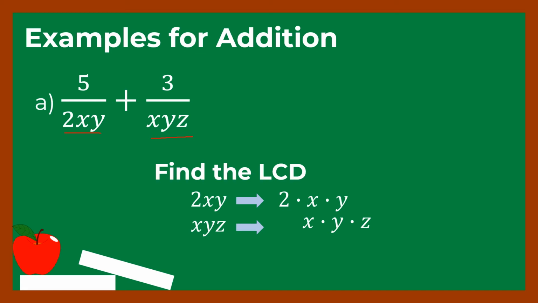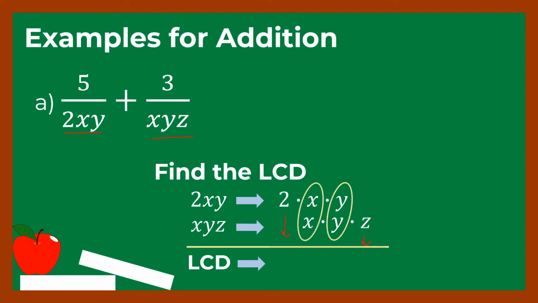So, ang factors ni 2xy ay 2 times x times y at ang factors ni xyz ay x times y times z. Ang LCD is we will just bring down 2 and z at itong mga may dalawa, itong dalawang x at itong dalawang y, ang gagawin natin sa kanila is we will count them as 1. So, isang x lang at isang y lang ang i-bring down natin. So, we have 2 times x times y times z. So, ito yung LCD ng ating dalawang algebraic expression.